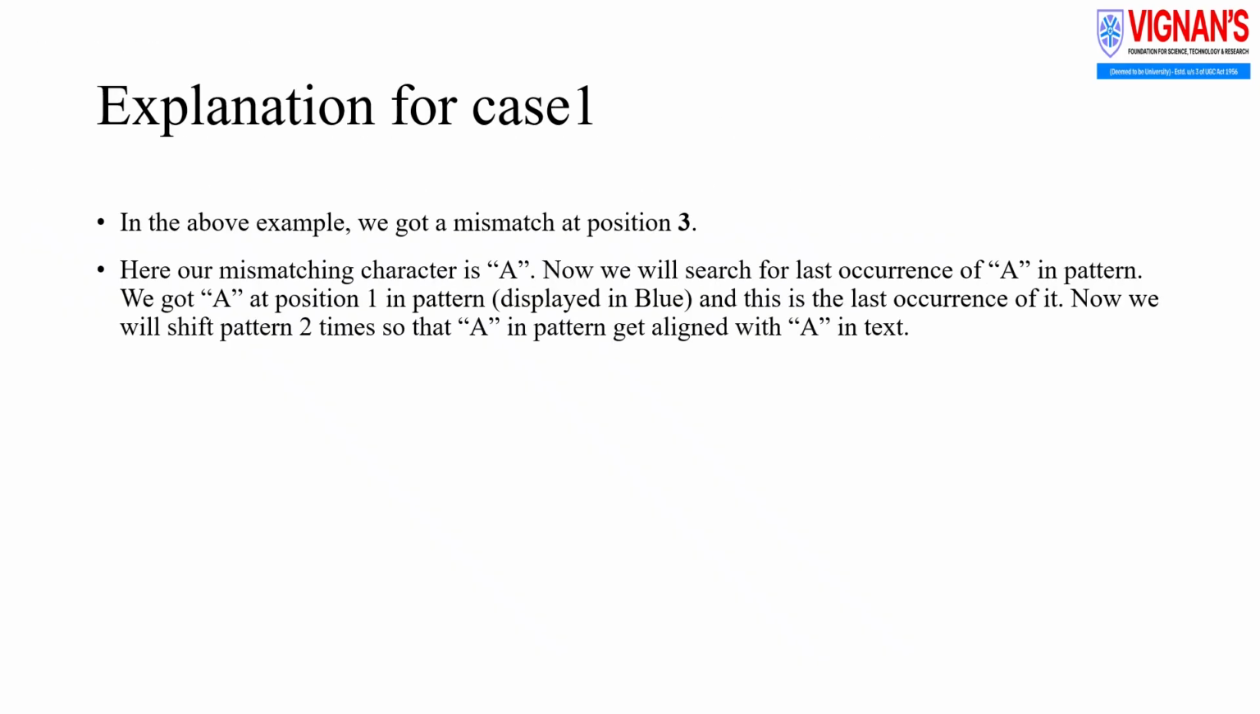Explanation for case 1. In the above example, we get a mismatch at position 3. Here, the mismatching character is A. Now we search for the last occurrence of A in the pattern. We find A at position 1 in the pattern, shown in blue, and this is the last occurrence of A. Now, we shift the pattern 2 times so that A in the pattern gets aligned with A in the text.